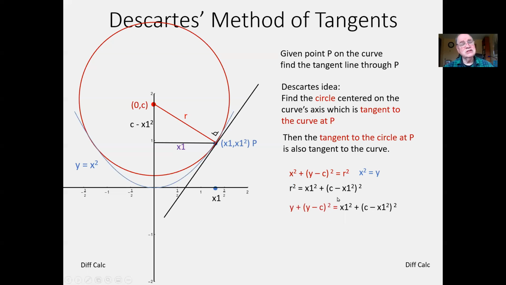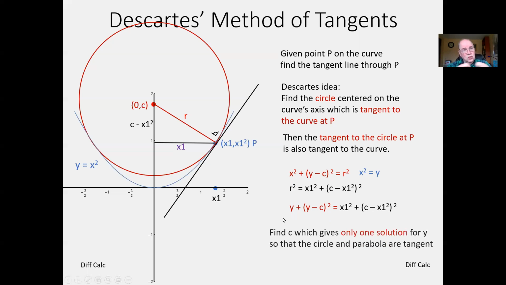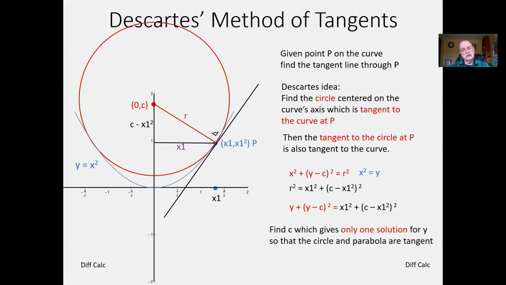So he has a series of formulas he can work with. Take the original formula for the circle, but don't write x squared, write what x squared is equal to, y. So we have another formula here, and he can work these formulas using his algebra. And notice what he has here: an equation with just two unknowns, y and c. x1 is presumably known, a known point he's working with. So he has an equation in y and c. He wants to find a solution for c that only gives him one y. That's what he's looking for.